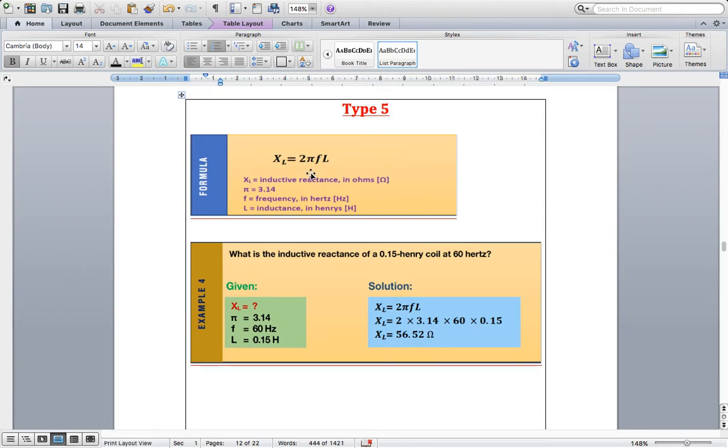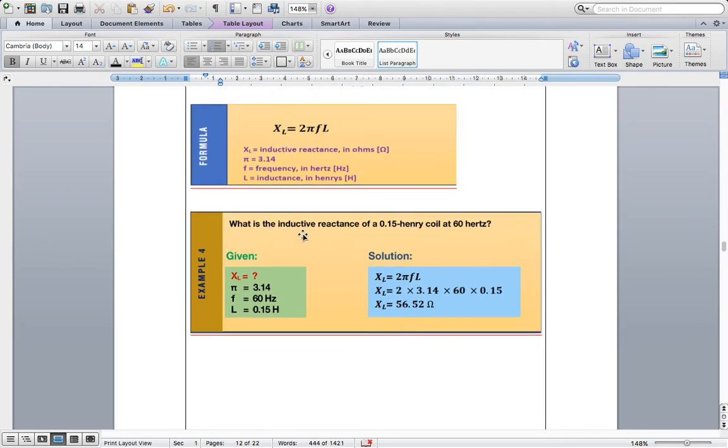And the equation is 2 pi FL. For capacitance XC, it was 1 divided by 2 pi FC, right? So flip that one and replace C with L. So now XL, inductive reactance, is 2 pi FL, where F is the frequency in Hertz, L is the inductance in Henry, H. This is very important. The unit of inductance is Henry and symbol is H. The unit of capacitance is Farad and the symbol is F. So this equation is very important.